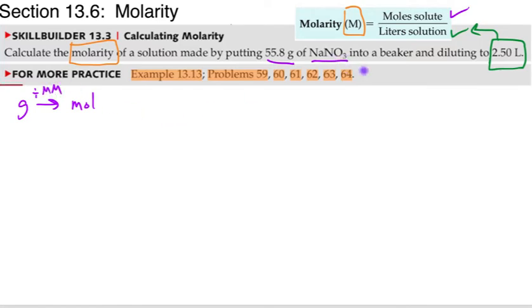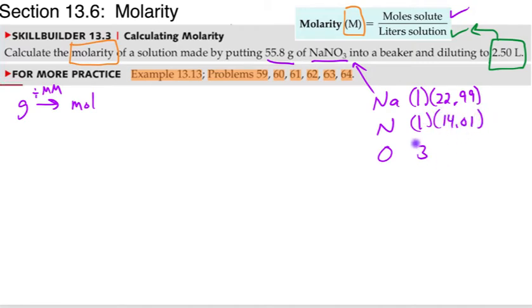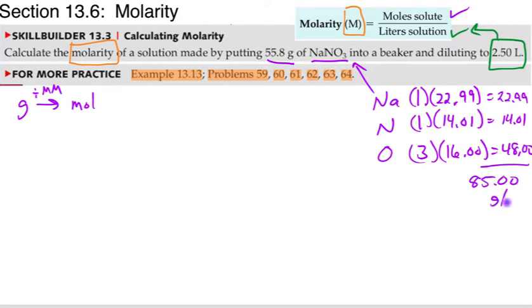Okay, so the molar mass here for the sodium nitrate, you've got 3 oxygens, 1 nitrogen, 1 sodium. If you look on the periodic table, sodium weighs 22.99 grams per mole, nitrogen is 14.01 grams per mole, and then oxygen is 16 grams per mole. These two are easy. This one is 48. 3 times 16 is 48. You add these up, and you get 85. Now again, this is grams per mole. So we're going to use this. This is the molar mass.